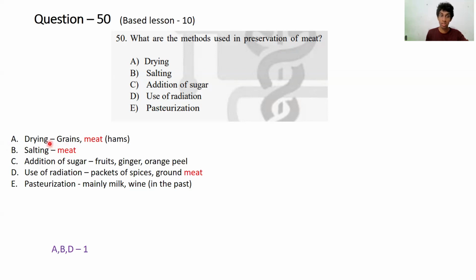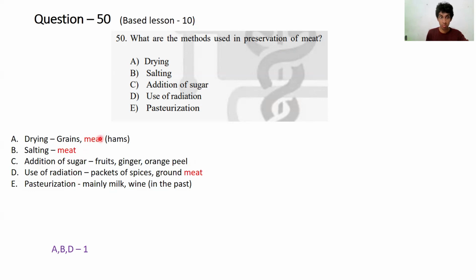C. Addition of sugar. No, meat cannot be preserved by adding sugar. So fruits, ginger, and orange peel can be preserved by adding sugar. Therefore, C is wrong. D. Use of radiation. So the food items that can be preserved by the use of radiation are packets of spices and ground meat. So yes, ground meat can be preserved by the use of radiation. Therefore, D is also correct. E. Pasteurization. No, meat cannot be preserved by using pasteurization. Therefore, E is also wrong.